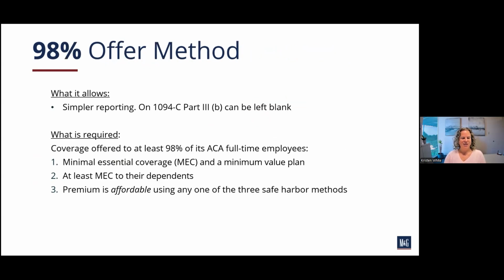Okay. So the next option that was back on line 22, 98% offer method. So again, it gives us a little bit of reprieve on reporting, and I'll mention that on our next slide. So if the coverage is offered to at least 98% of your full-time employees. We said you have to offer to at least 95%. You can get up to 3% more, then they give you a little bit of reprieve there. That had to be certainly the minimum essential coverage, minimum value, and you offered at least minimum essential coverage to the children. You can use any one of the 3 safe harbors, which we will touch on.